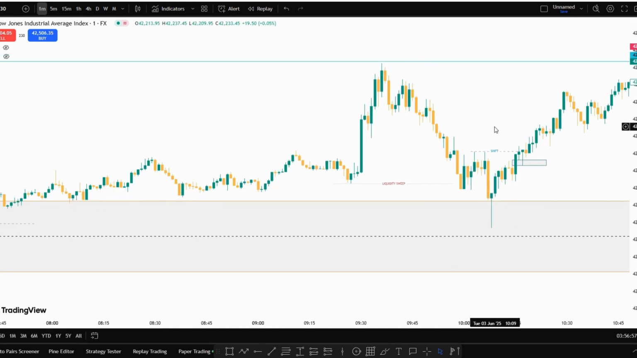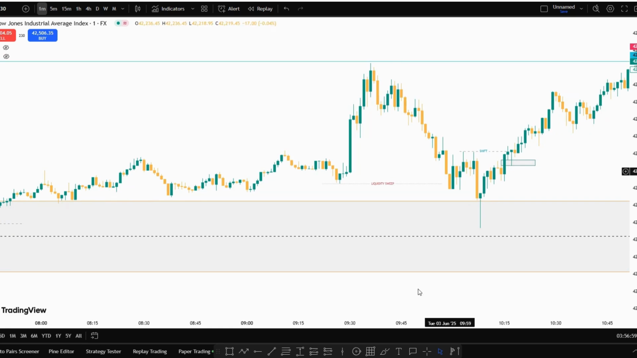So when it moved, what I was looking for is, you can see structure is moving like this. So that was the low, the high, the low. So I waited for price to trade above this level, because this level will tell me that now price has shifted or is giving me the willingness to want to shift.